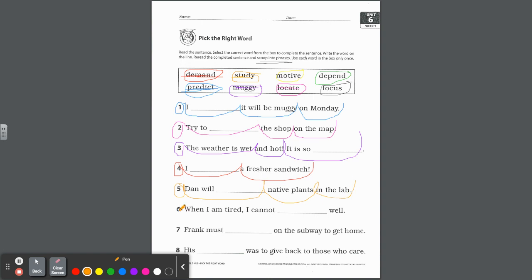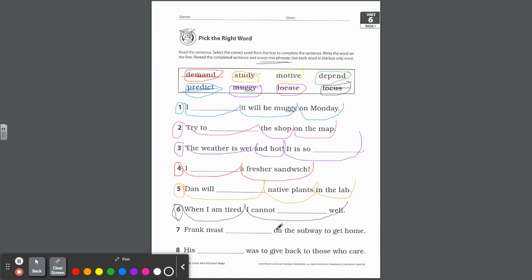All right, number 6. When I am tired, I cannot blank well. I cannot focus. Sounds like me. When I am tired, I cannot focus well. Good job. F-O-C-U-S. When I am tired, that comma helps us with the scoop. I cannot focus well. Good job. Cross it off. 2 more.